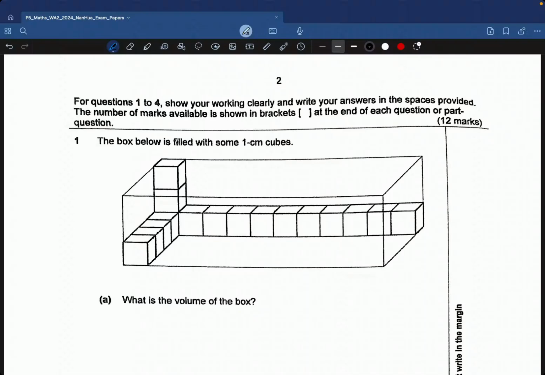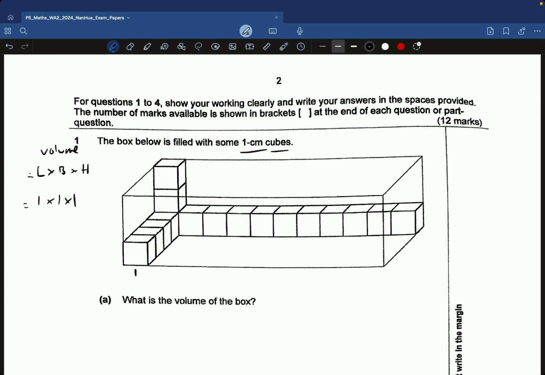All right, let's move on to paper 2, question 1 for Nanhua term 2 weighted assessment. Over here, the box is filled with some 1 centimeter cubes. Now we need to know what's the volume of the box. Essentially, for a 1 centimeter cube, the length times breadth times height, or the volume, is 1 times 1 times 1.